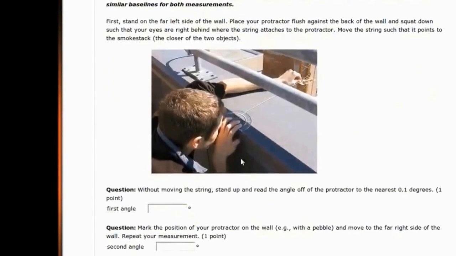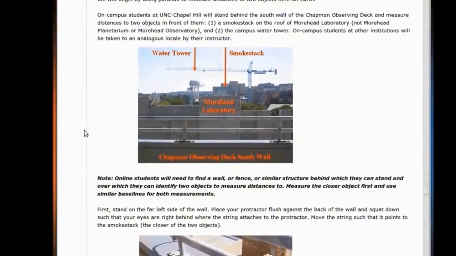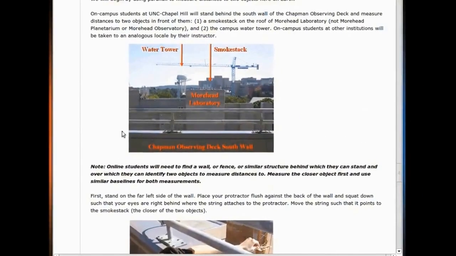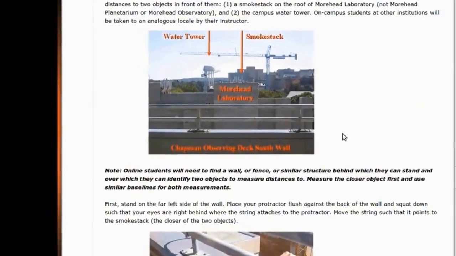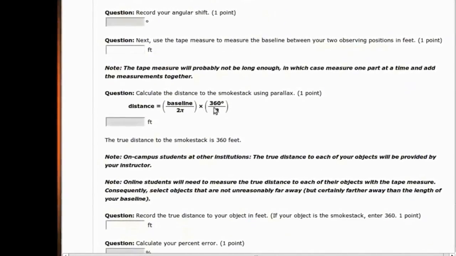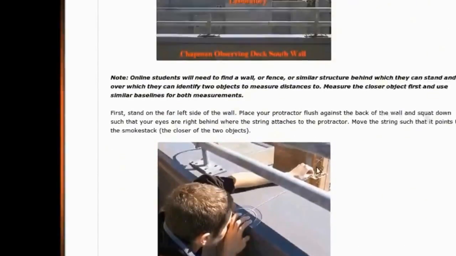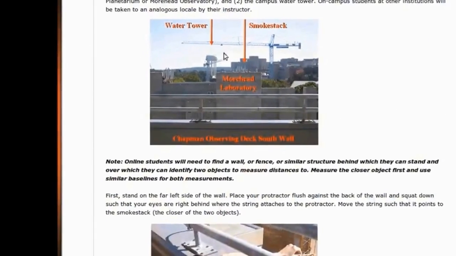So the next thing we need is the baseline, the distance between where we made our first measurement, somewhere over on the left-hand side, and where we made our second measurement, somewhere over on the right-hand side. So we can use a tape measure or a meter stick to actually measure the distance between those two things. That distance is our baseline. So now we have our baseline, we have our theta, we can calculate distance. And that's what we're going to do first for the smokestack that's relatively nearby, and then for the water tower, which is more distant.